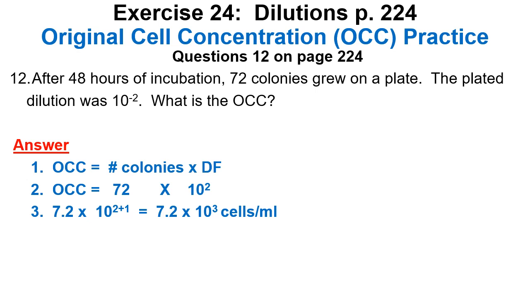So now we take our 7.2 times 10 to the 3rd as our final answer, and I wrote it out so you could see where that number came from. So 72 times 10 to the 2nd is not in scientific notation. We need to move the decimal 1 place. So 2 plus 1 is 3. We put the decimal between the 7 and the 2. Our units are cells per milliliter. And since we moved the decimal 1 place, it's a whole number. So that's 7.2 times 10 to the 3rd.